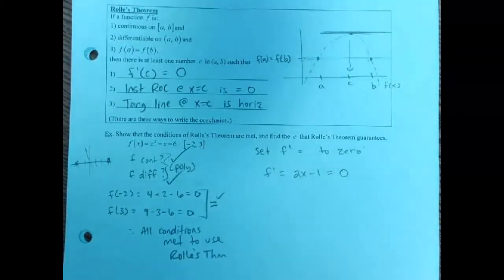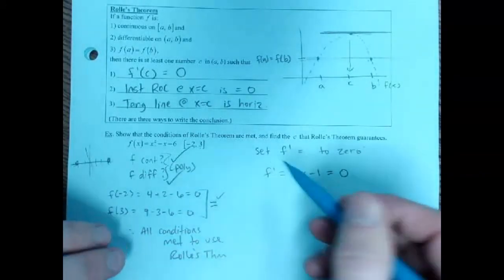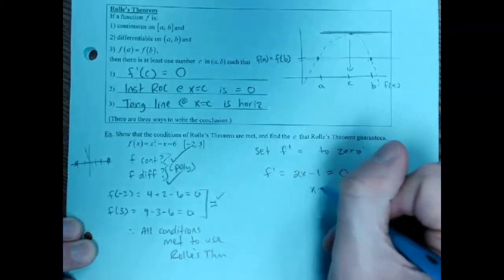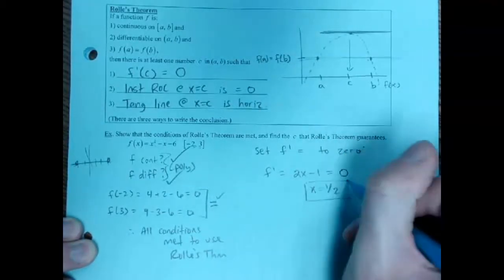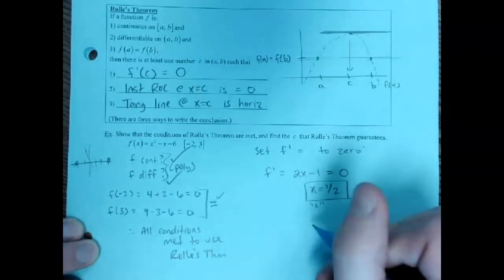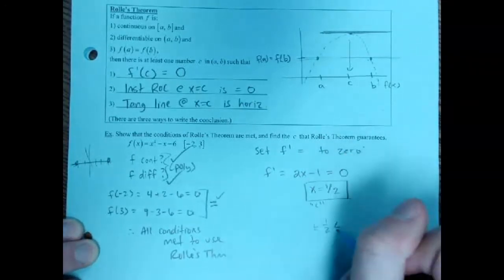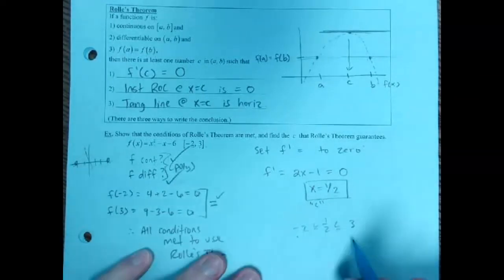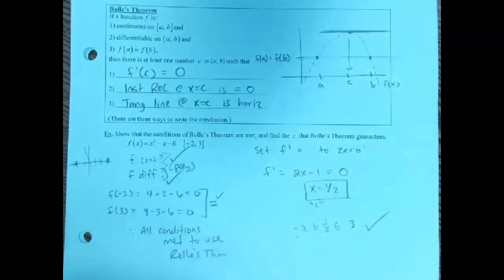If you plug in 0, that's finding the slope when x equals 0. We want to figure out where the slope is going to be 0. So you set the derivative equal to 0. Then you can solve it. Add the 1, divide by the 2. It looks like your x value is 1/2. And then let's check. Is 1/2, which is my c value, in my interval? Is that between my left side and my right side? Yes. And of course it's going to be, right?